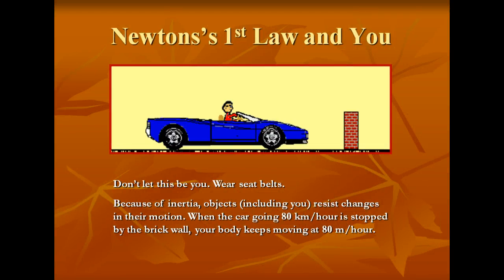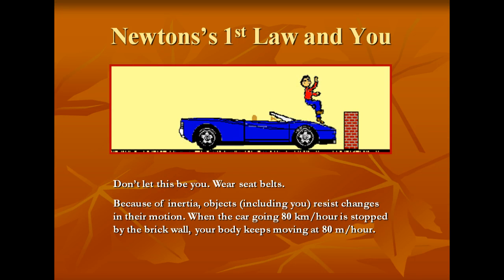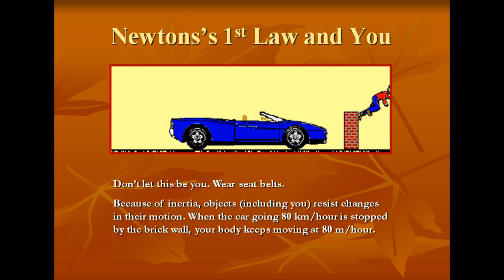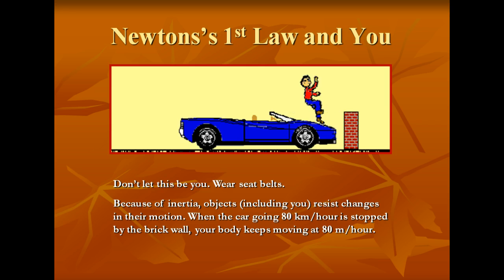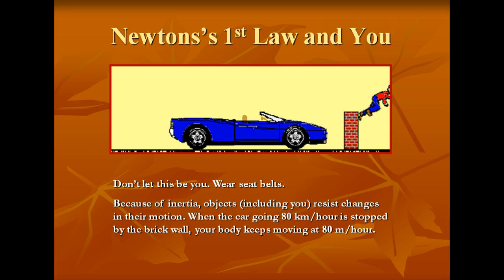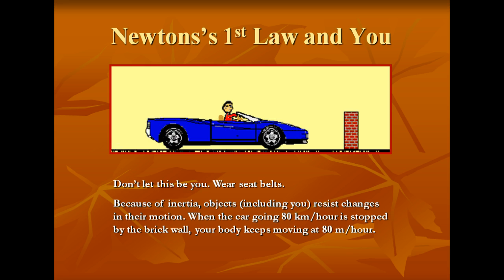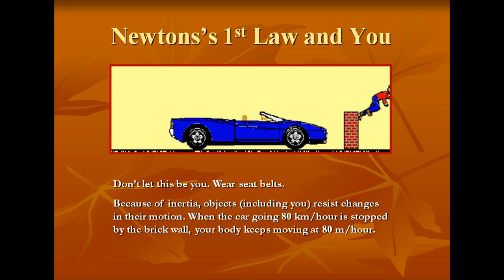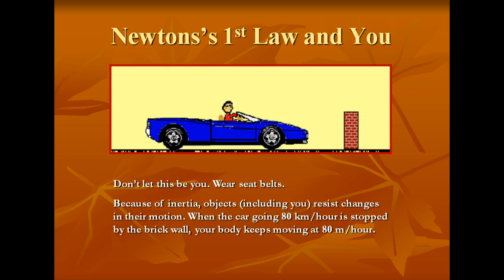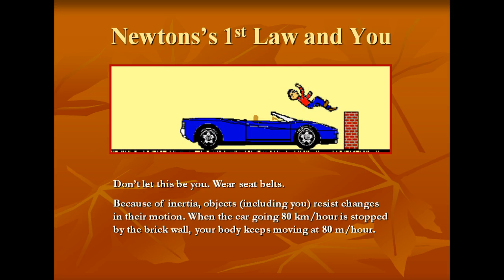So here we go. We've got our guy driving on Saturday night, runs into the brick wall, clears it, just barely. He almost nailed it, but he didn't. Because of inertia, an object resists a change in motion. When the car is going 80 kilometers per hour, so is the man. So when he hits the brick wall, even though the car stops, he continues on at 80 kilometers per hour. That's why we have seat belts and airbags, because of our inertia.